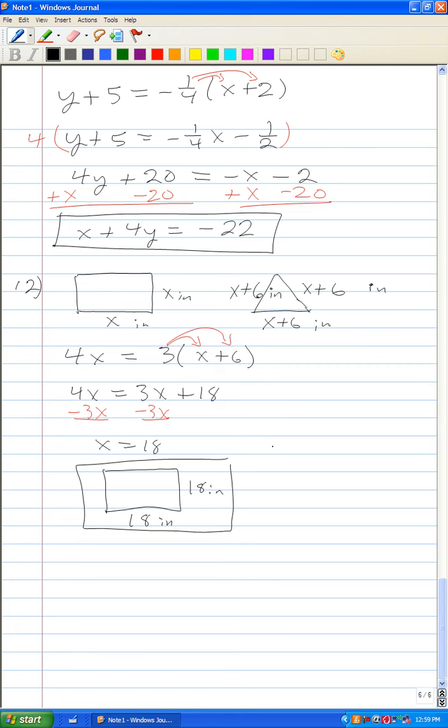Well, x plus 6, 18 plus 6 is 24. And so my triangle should be 24 by 24 by 24. And that is your answer. And so those are the perimeters of those two picture frames.